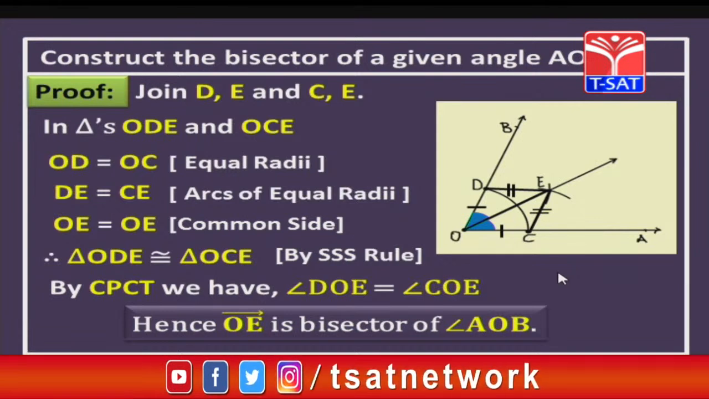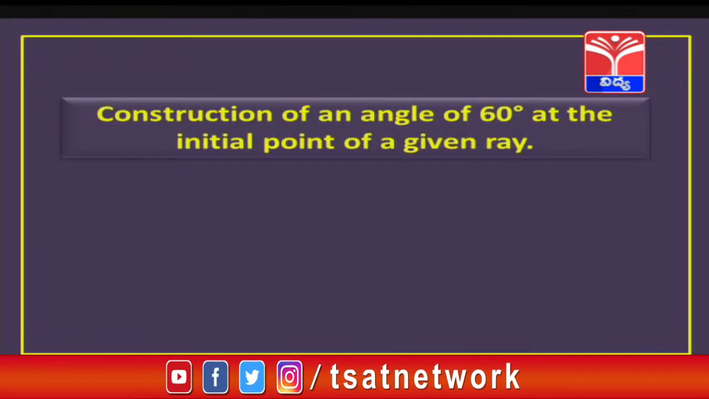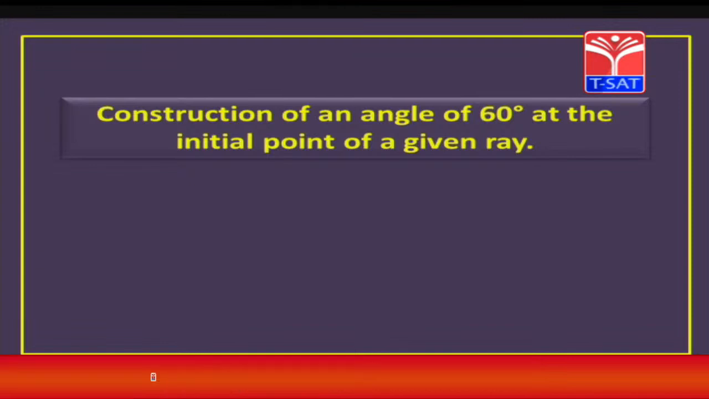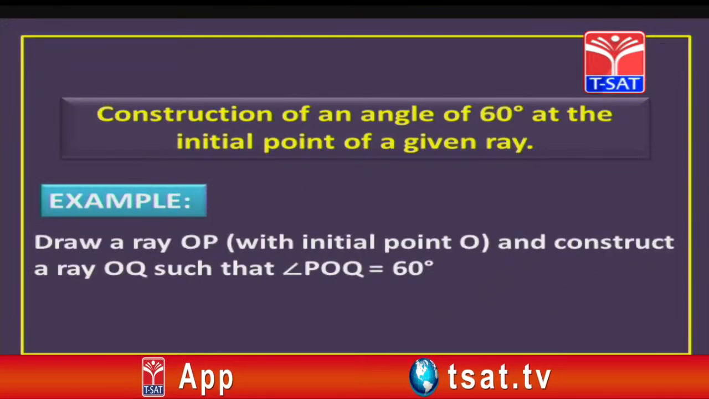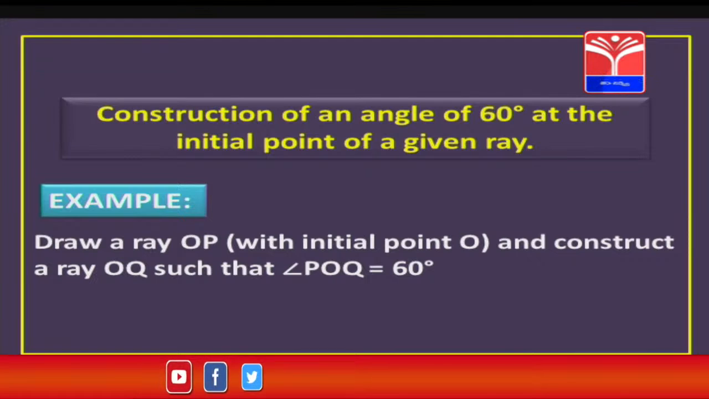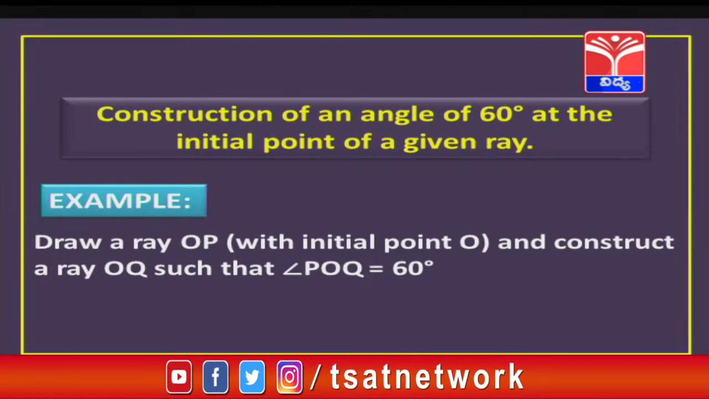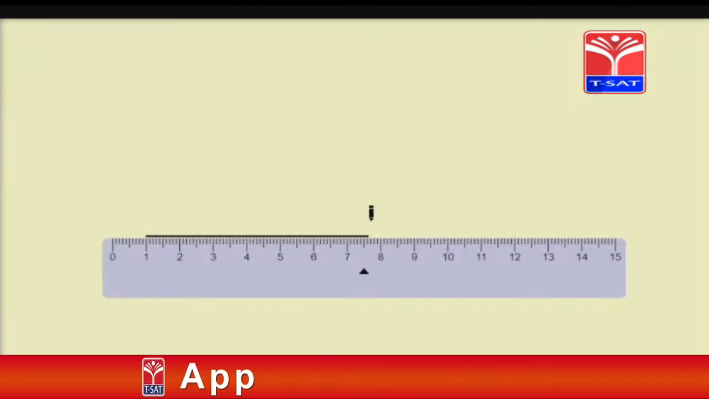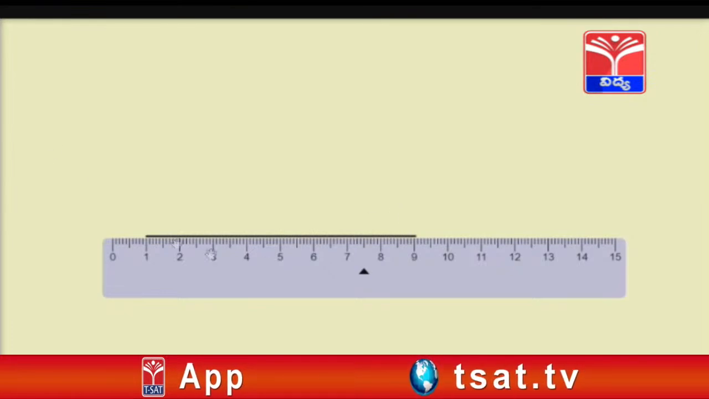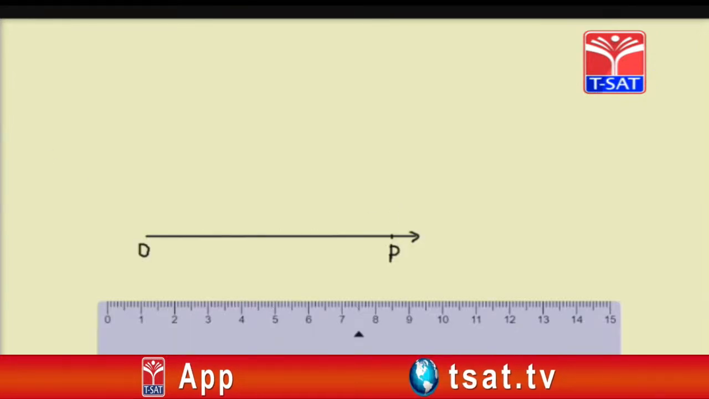Let us move on to our next construction, that is construction of an angle of 60 degrees at the initial point of a given ray. Let us take an example. Draw a ray OP and construct a ray OQ such that angle POQ is 60 degrees. Let us start the construction, children. Take a scale, place it horizontally and draw a ray. So, mark the end point, that is O, and another point we are marking as P.